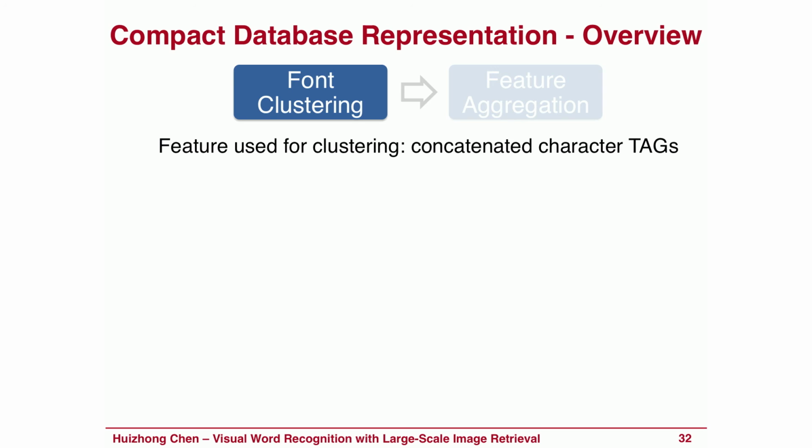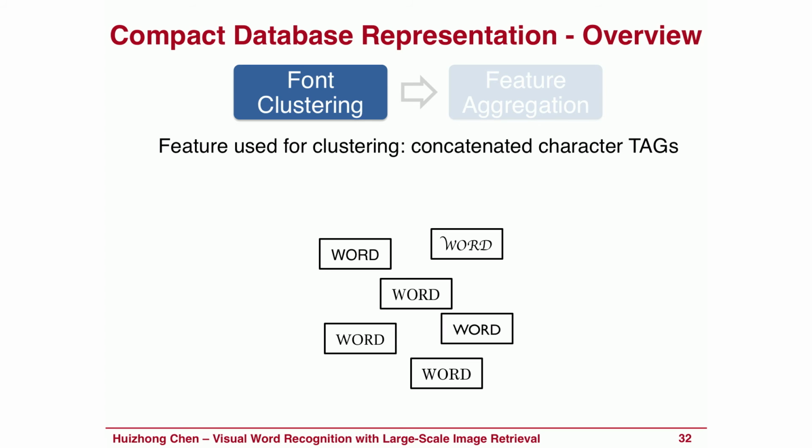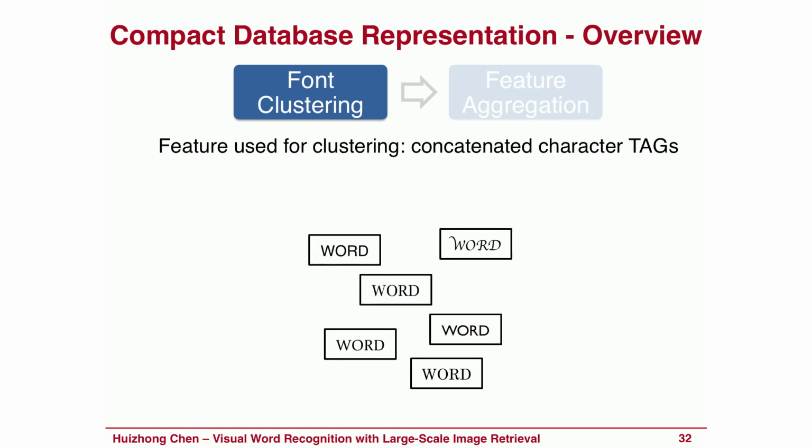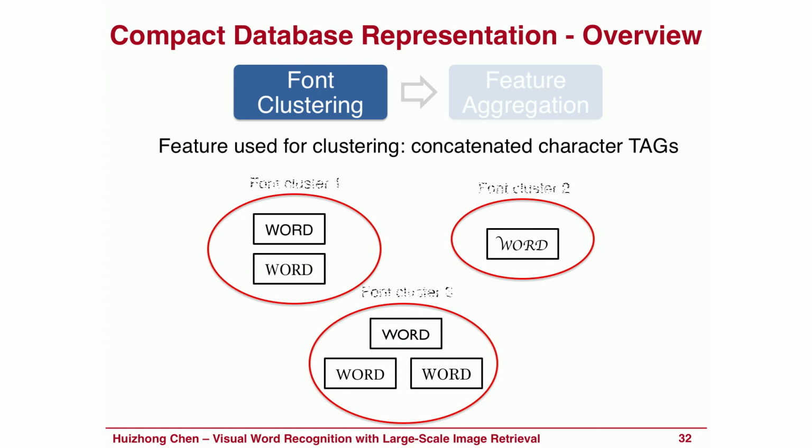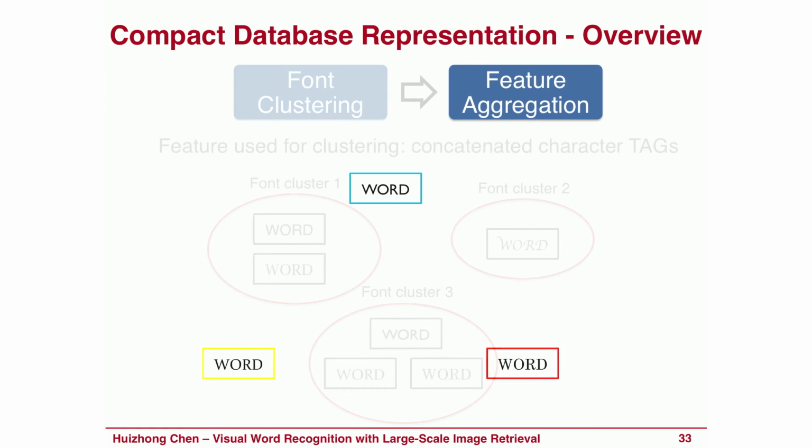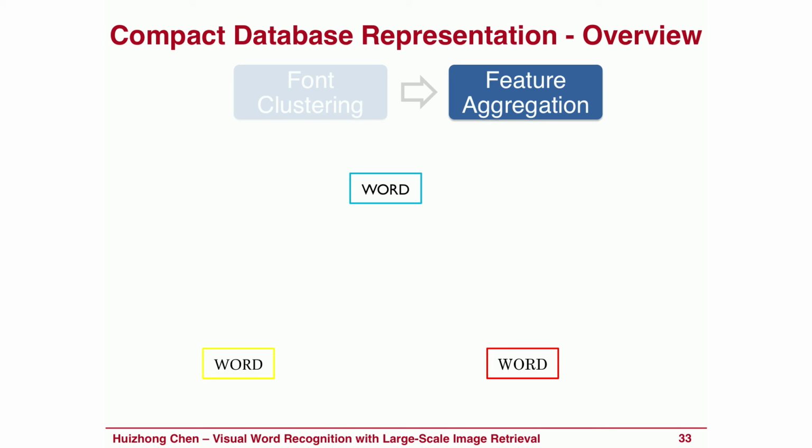We first introduce font clustering. The feature used for font clustering is concatenated character tags. This is a natural choice because the character tag is designed to differentiate fonts. Given a set of fonts, we perform k-means clustering to form groups of similar fonts. In the second step, features within a cluster are aggregated.